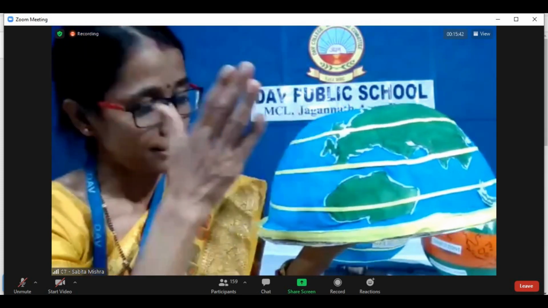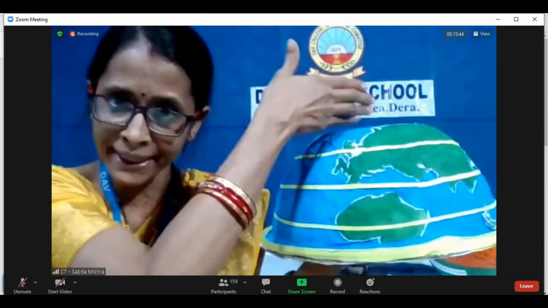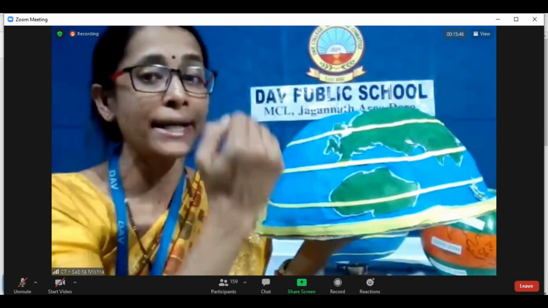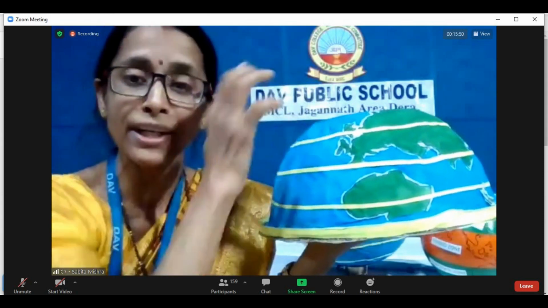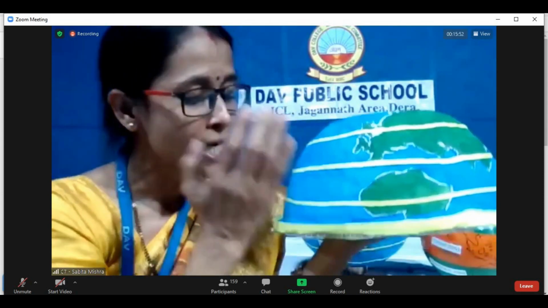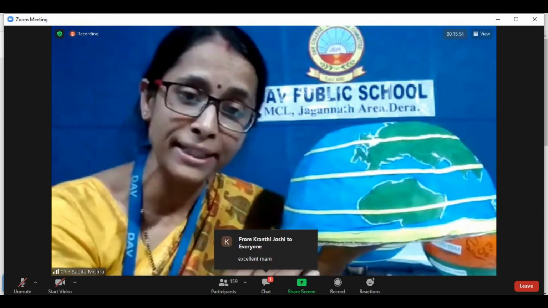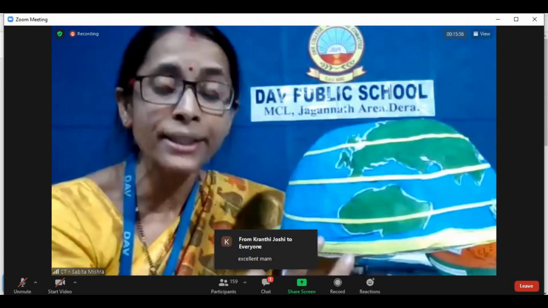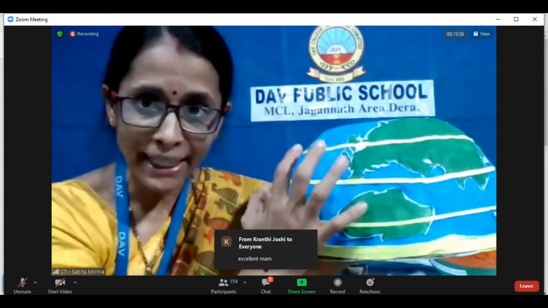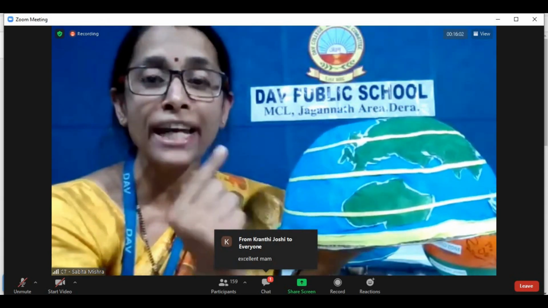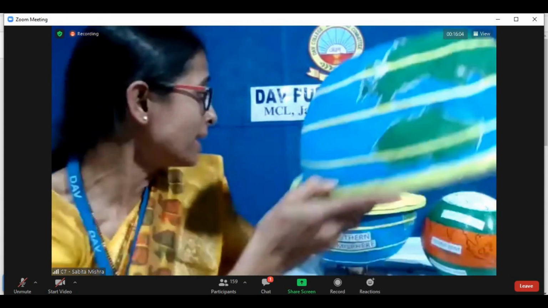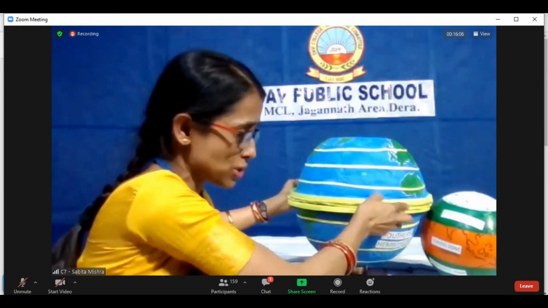It starts from 1 degree to 90 degrees north pole, and again to 90 degrees south. So from 1 to 90 degrees, 90 latitudes are there, and again in the south, 90 latitudes are there. Together it makes 180, and including the equator at 0 degree, it makes 181 parallels of latitude.